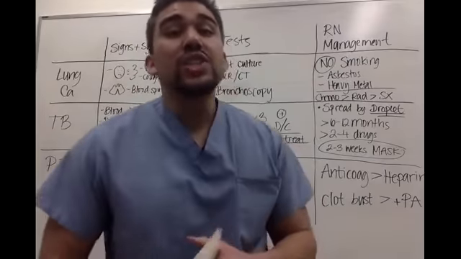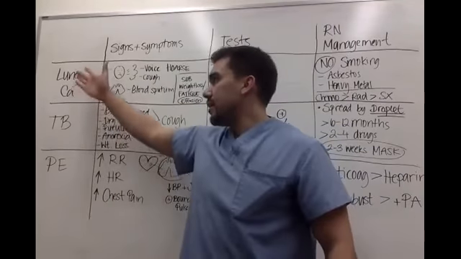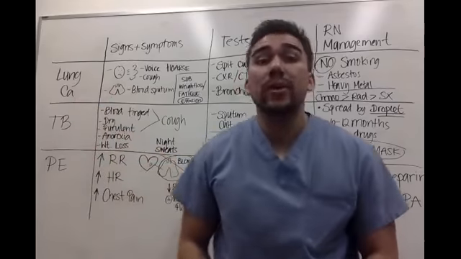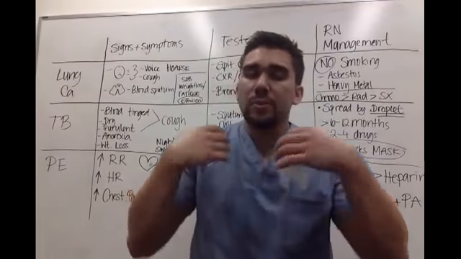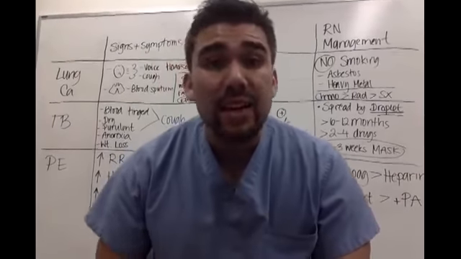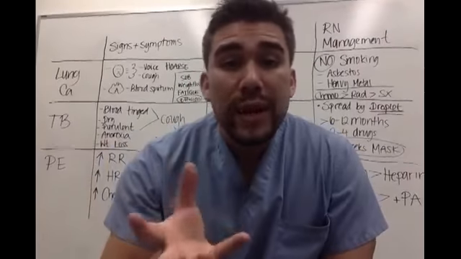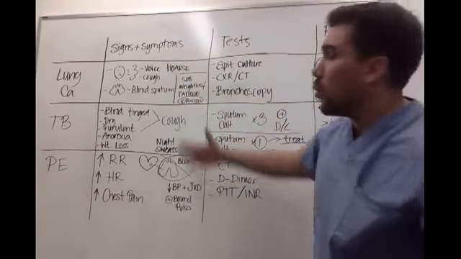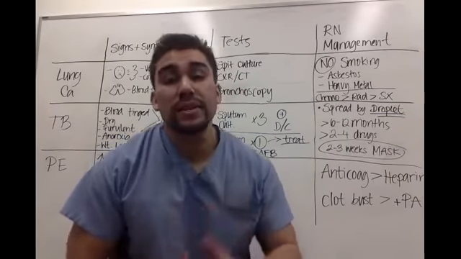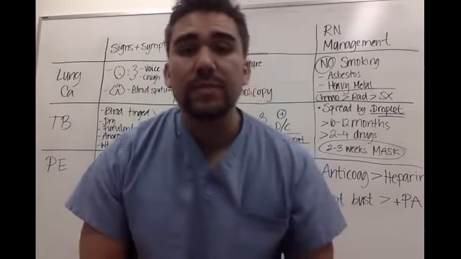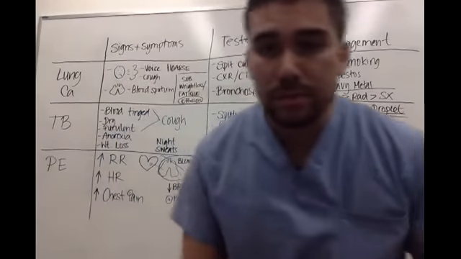All right, so let's go into our signs and symptoms and how they're different in lung cancer, tuberculosis, and pulmonary embolism, all respiratory complications. Now, your patient will come into the ER presenting with almost the same types of signs and symptoms. So we're going to do a test that kind of rules out what your patient has. And once we do the test and figure out, well, the doctor diagnoses the patient, then we'll talk about some RN management for each case. So let's go over it here.